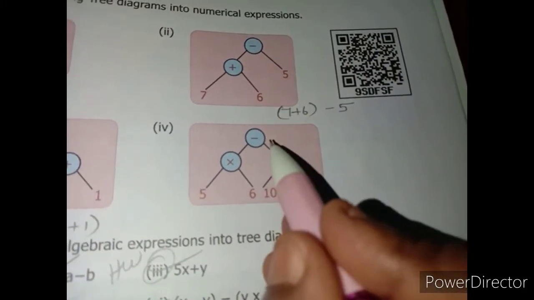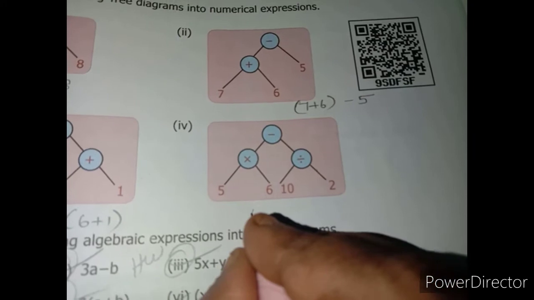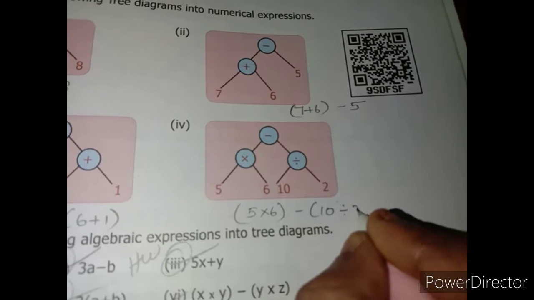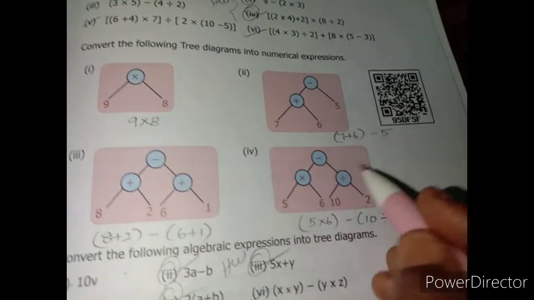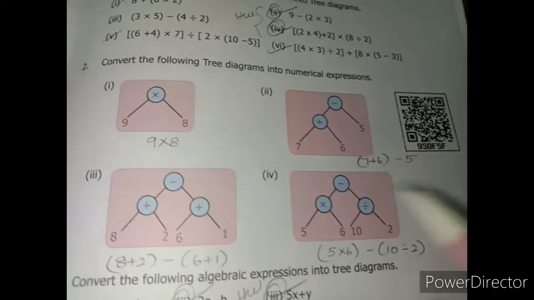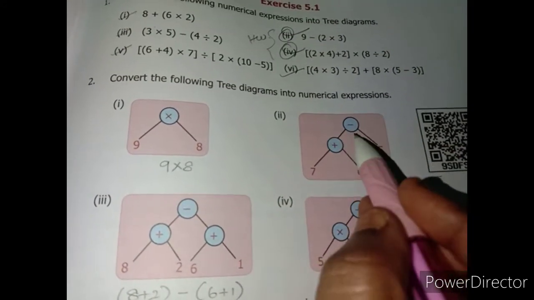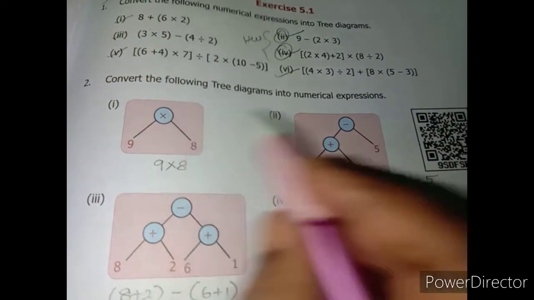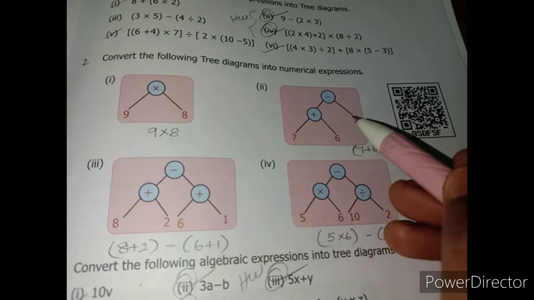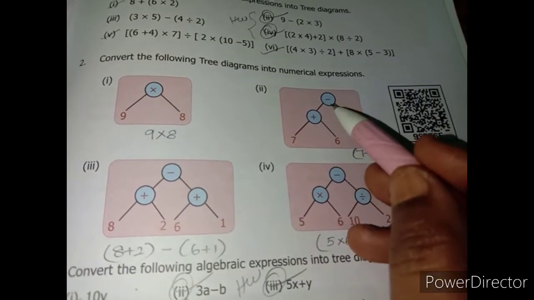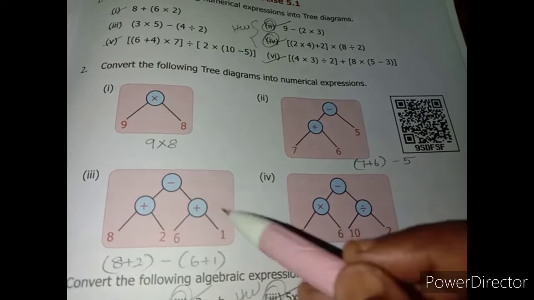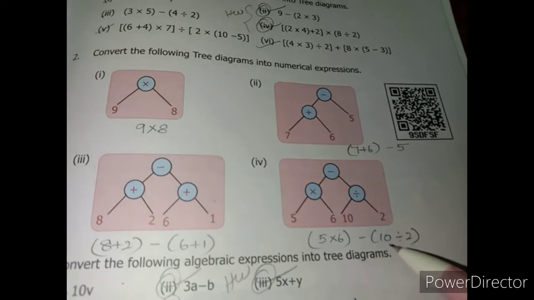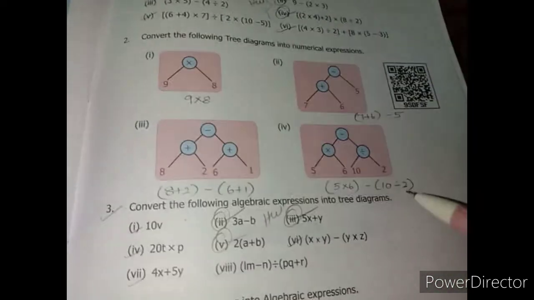5 into 6 minus 10 divided by 2. You may ask the question, why am I putting this bracket? If a tree diagram has more than one expression. So this one we have only one operation. For all the other three questions we have more than one operation. See, minus, plus; here minus and plus; minus, into, division. So I am differentiating it with the brackets. Okay. So third question.